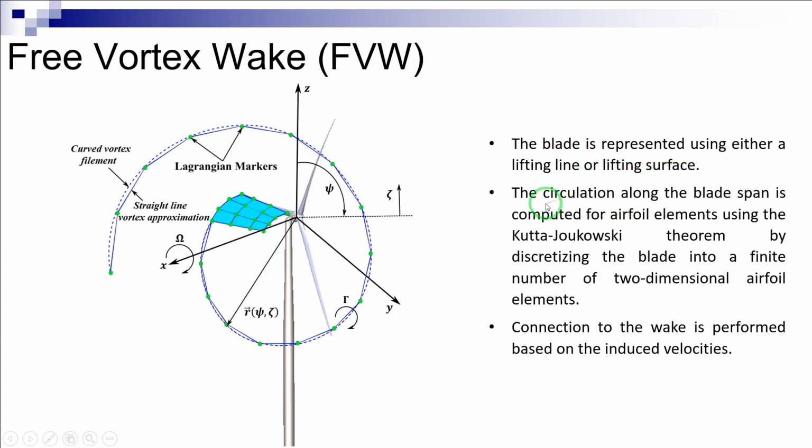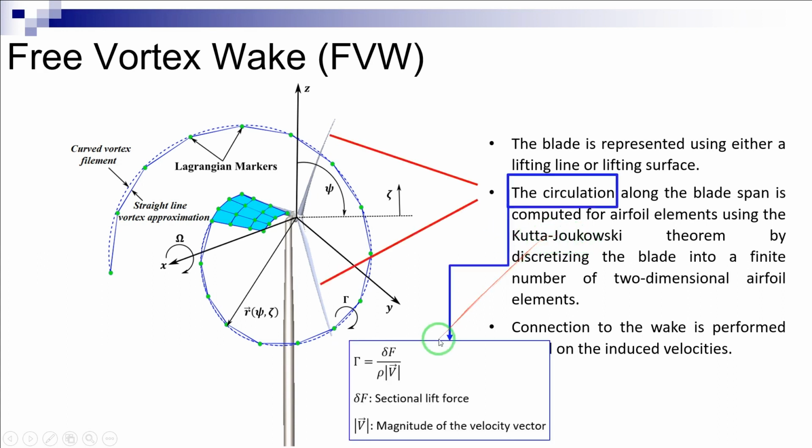Based on a blade model, the circulation along the blade span is computed for airflow elements by discretizing the blade into a finite number of two-dimensional airflow elements and using the Kutta-Joukowski theorem as shown here, and then connection to the wake is performed by dependence on the induced velocities. Here delta F is the sectional lift force and V is the magnitude of the velocity vector.